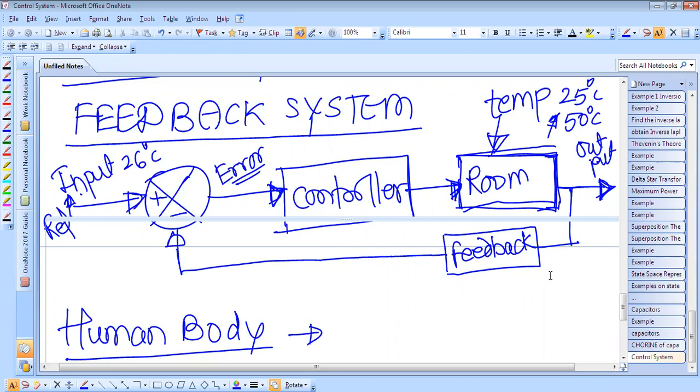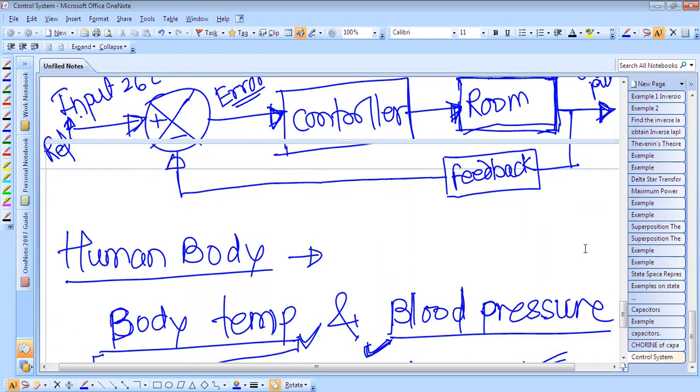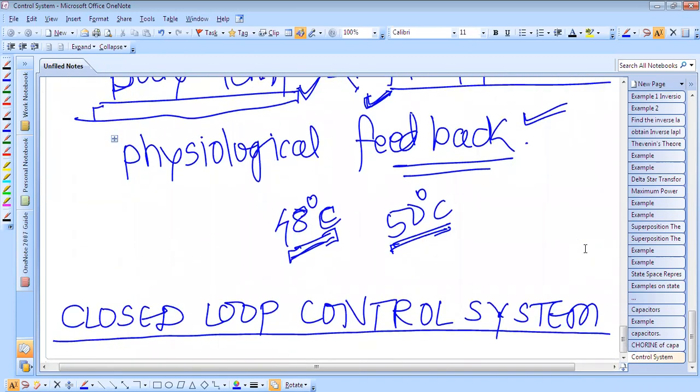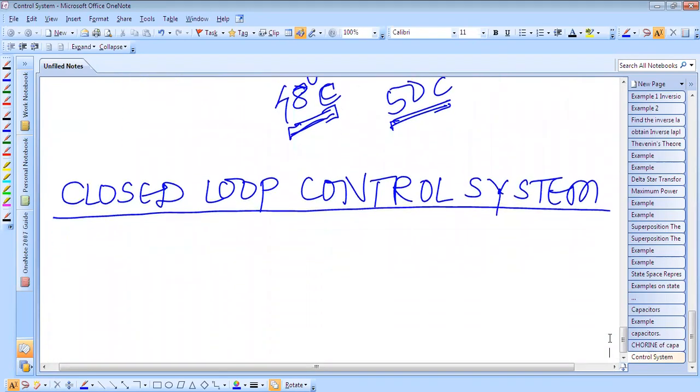We have to maintain the room temperature at a comfortable level, and this is what we discussed yesterday as the feedback control system. Now we'll discuss the closed loop control system.